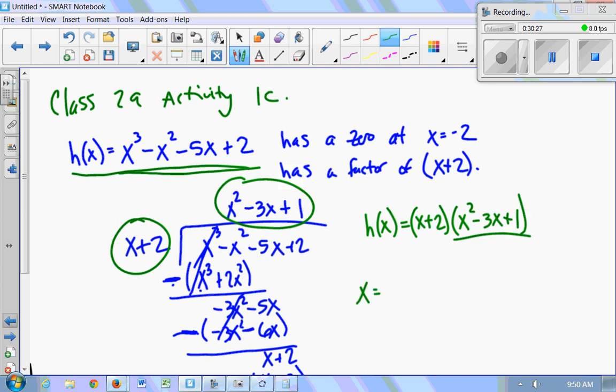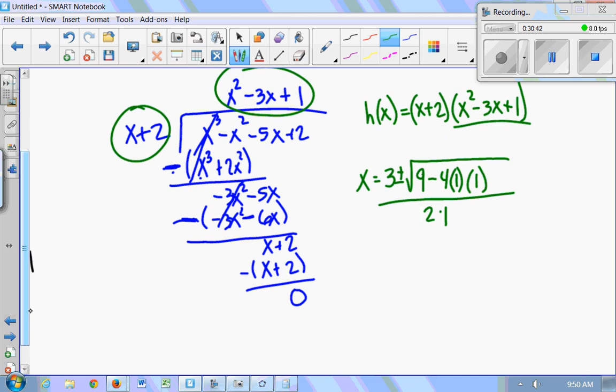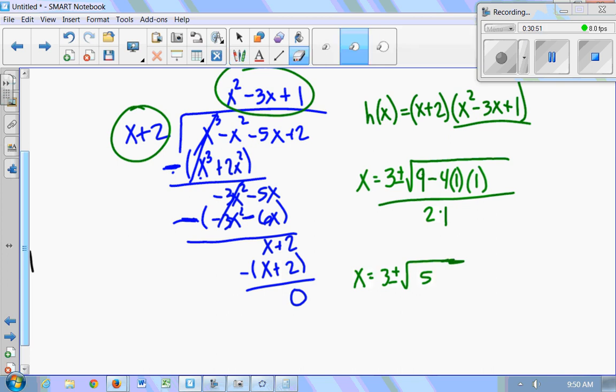So we have x is -b, so that would be 3, plus or minus the square root of b squared, 9, minus 4 times a times c all over 2a. 9 minus 4 is 5. Over 2. Those are my other two zeros. 3 plus root 5 over 2 and 3 minus root 5 over 2.